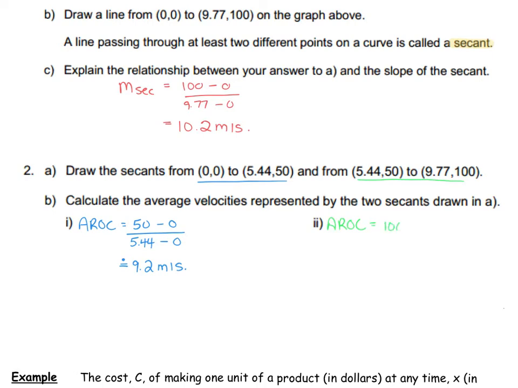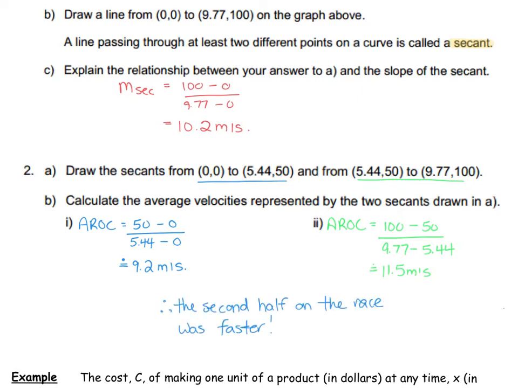Okay, same thing, y2 minus y1 over x2 minus x1. So as you can see, we got 11.5 meters per second, which again shows you that the slope of the green secant line was greater than the slope of the blue secant line, and that tells us that he was faster in the second half of his race. Okay, so that gives you a look at it graphically. Let's do one more algebraically.